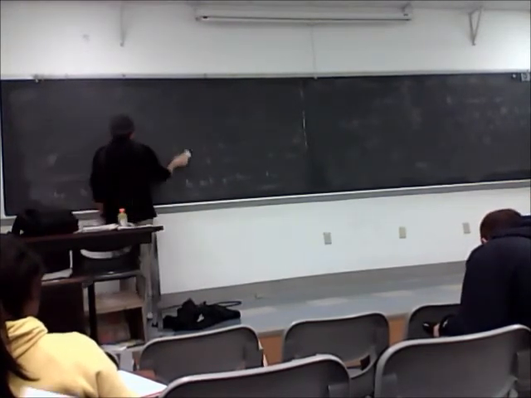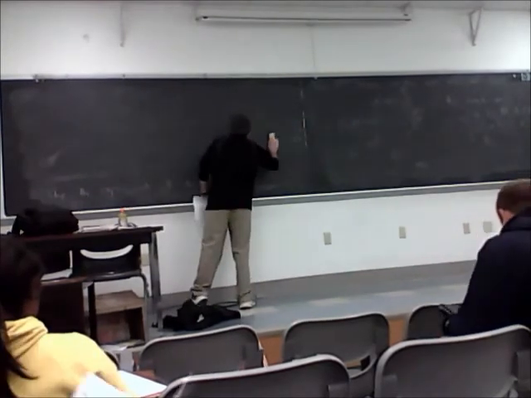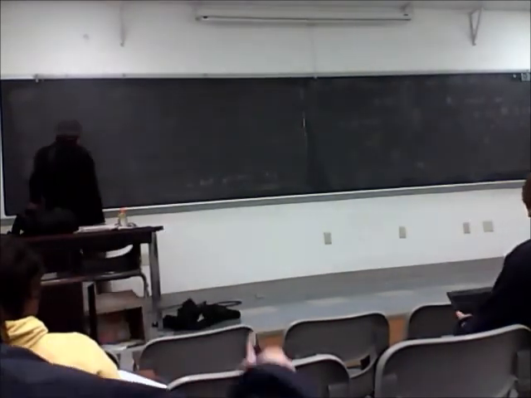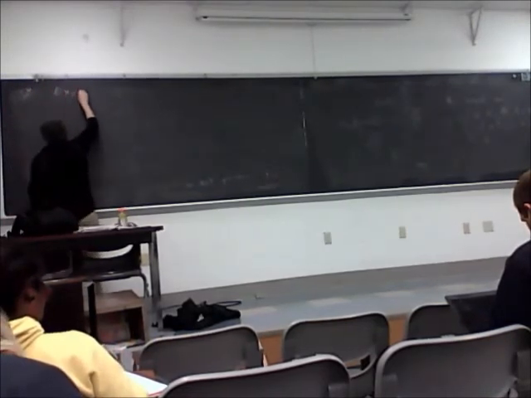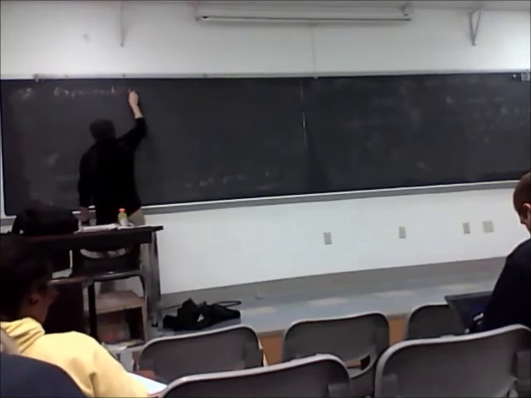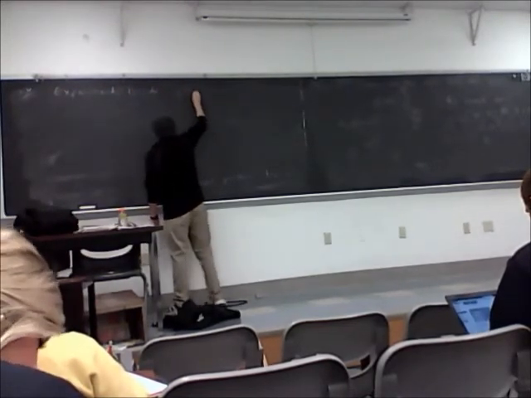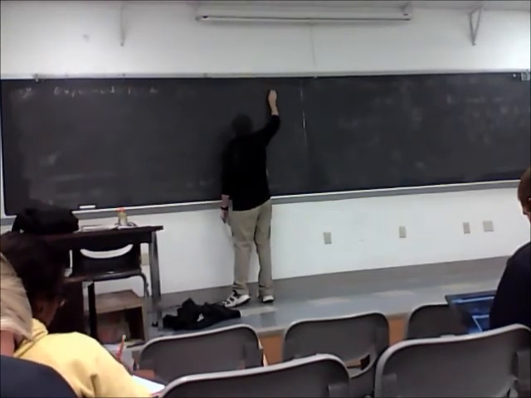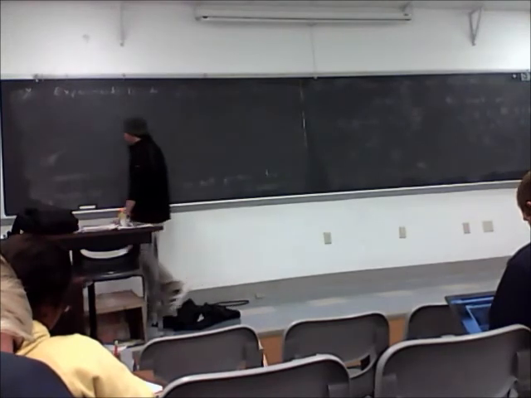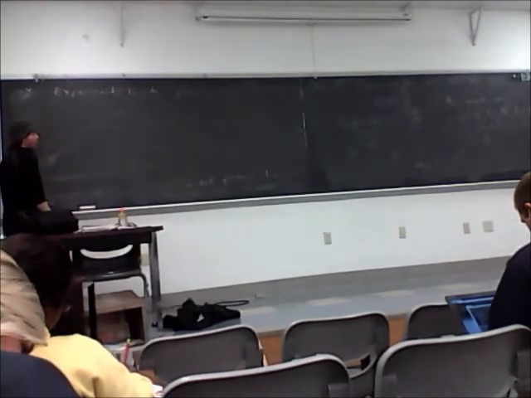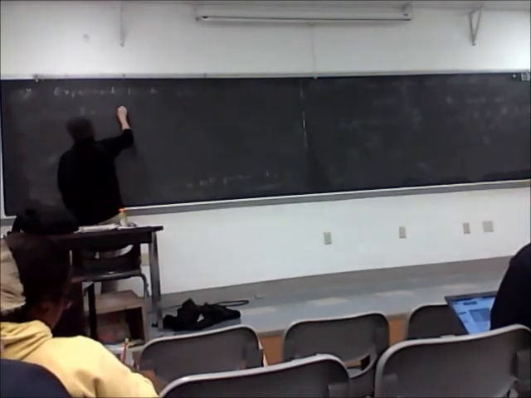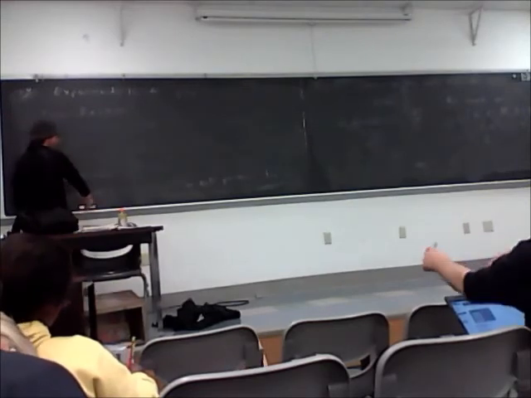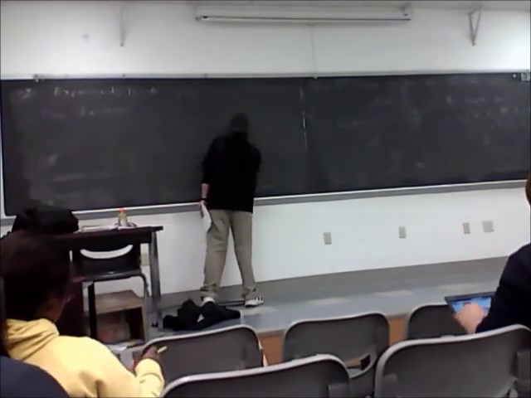So now let's say the experiment is to flip a coin twice. So now this experiment is to flip the coin twice. So if you wanted to draw a tree diagram of this experiment, it would look like this.